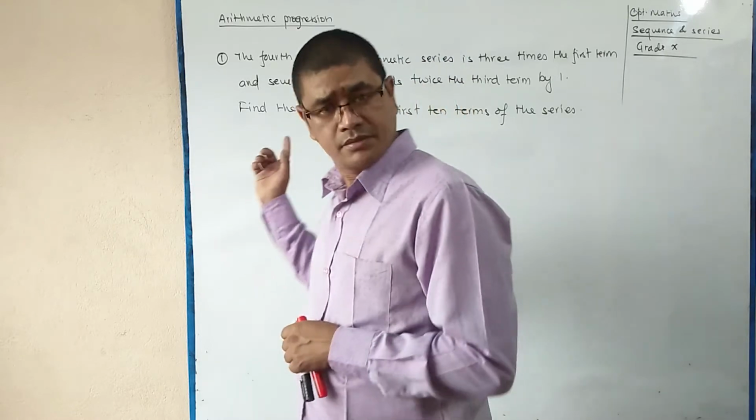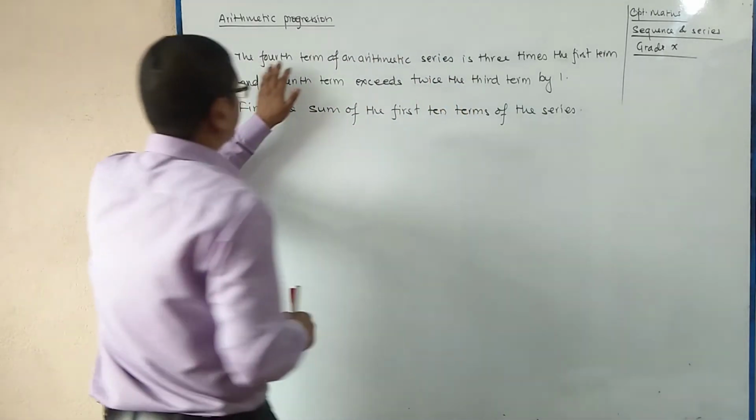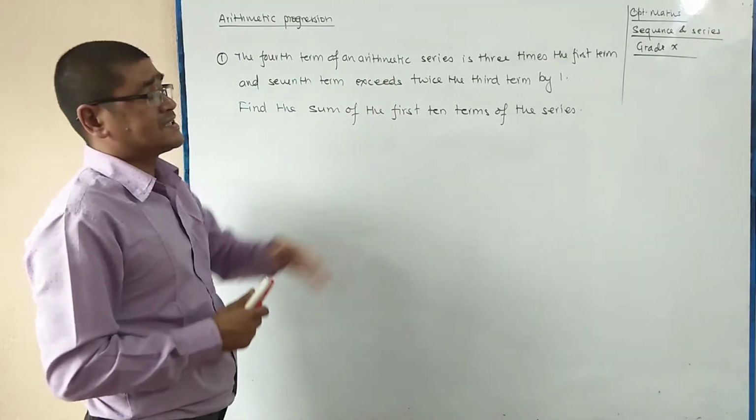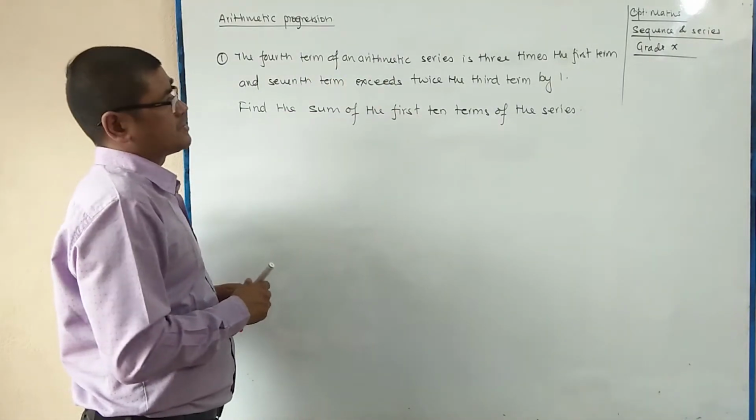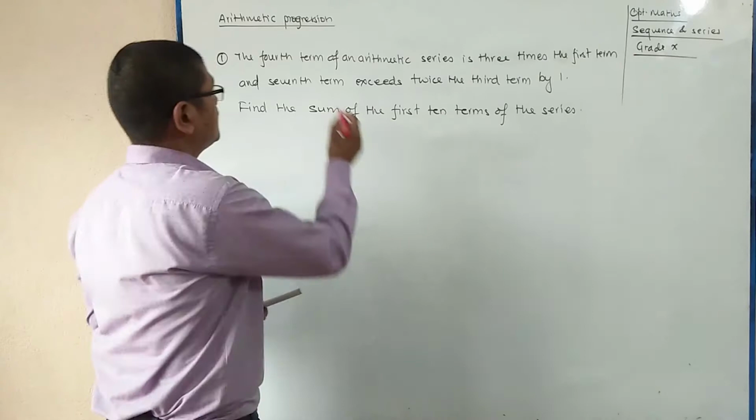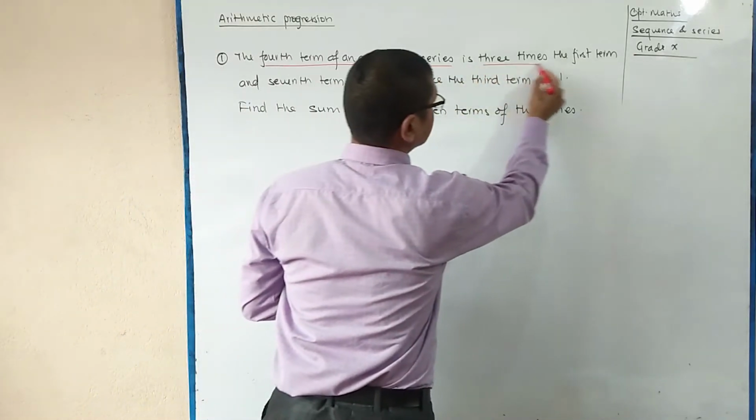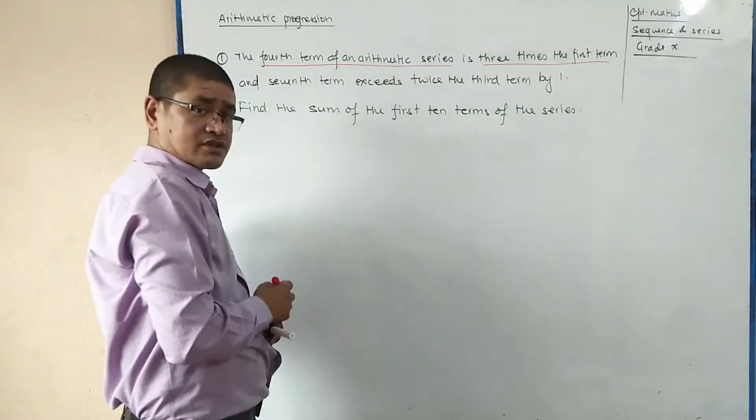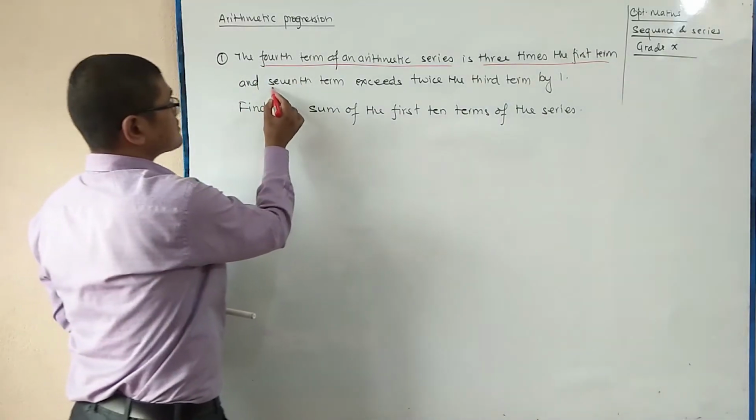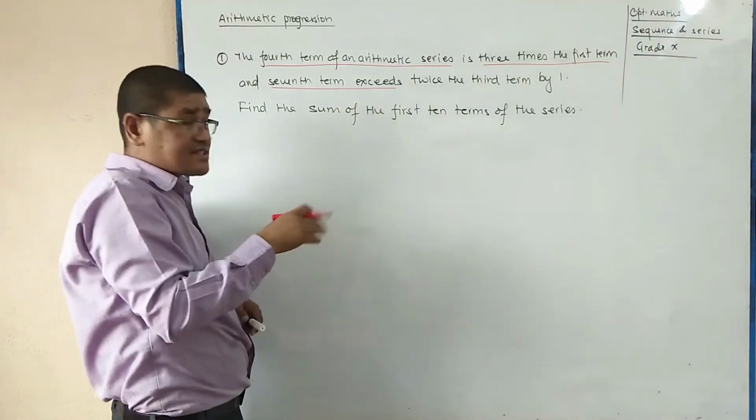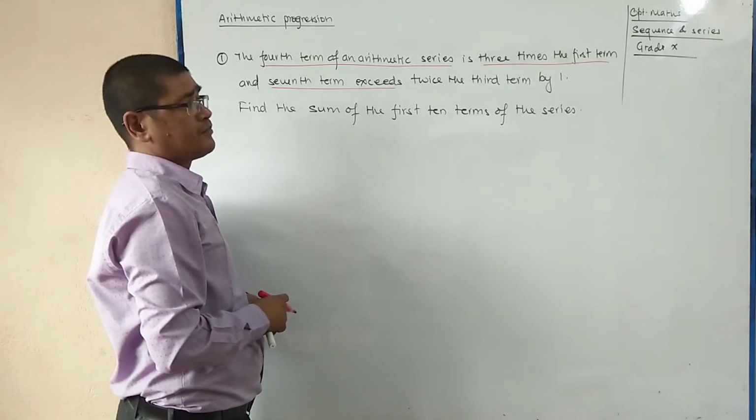Let's start this problem. Here the fourth term of an arithmetic series is 3 times the first term. Okay, first condition. See, fourth term of an arithmetic series is 3 times the first term. This is our first condition. And the 7th term exceeds twice the 3rd term by 1.